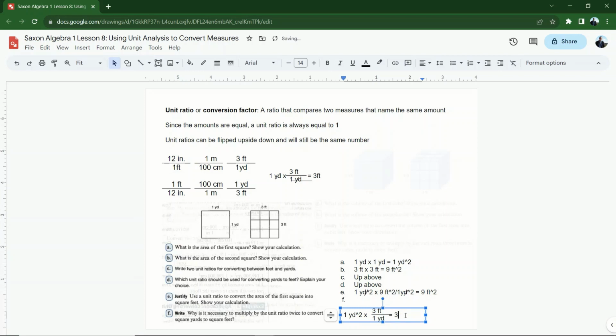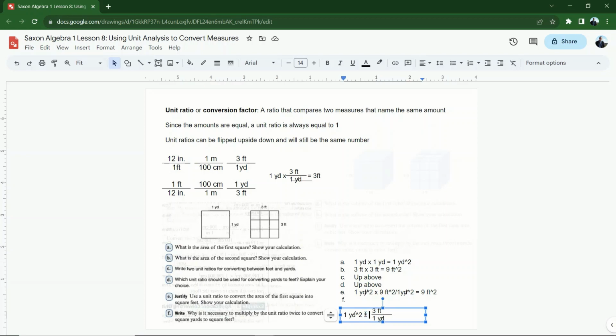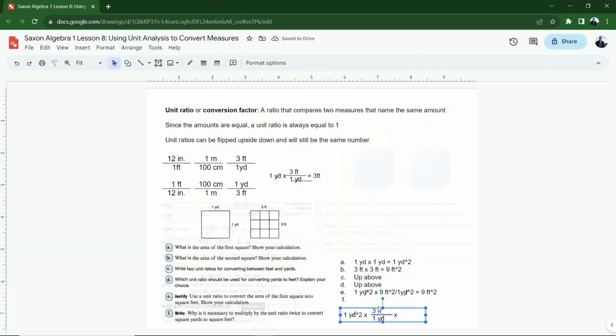I'm just going to get rid of the end of this for right now, and let's just take a look at the problem at hand. So if I just run this cancellation, what did I cancel here by multiplying by 3 feet per yard? Well, this yard is going to cancel with 1 of these yards here. How do I cancel off the other yard? Well, what you can do is you can actually just multiply by the conversion factor again. So I'm going to do it once again times 3 feet per 1 yard. And let's see what that looks like.